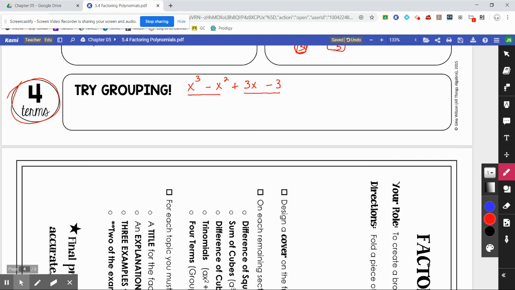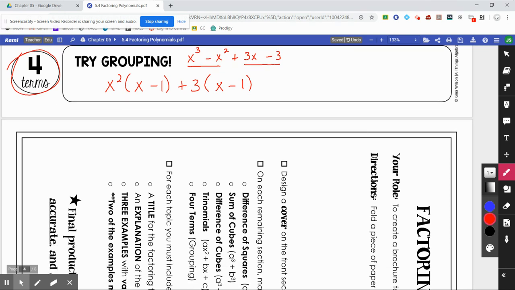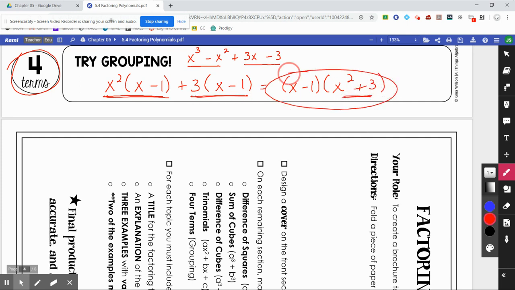The first two terms have an x squared in common. Factor it out. You're left with an x and you're left with a minus 1. The second set of parentheses has a 3 in common. Factor it out. You're left with x and you're left with a minus 1. Now look at what you've got. If the same thing is in both sets of parentheses, you will now factor that out. Factor out an x minus 1. Here you're left with an x squared. Here you're left with a plus 3. Now sometimes that will be factorable again, but in this case it is not.